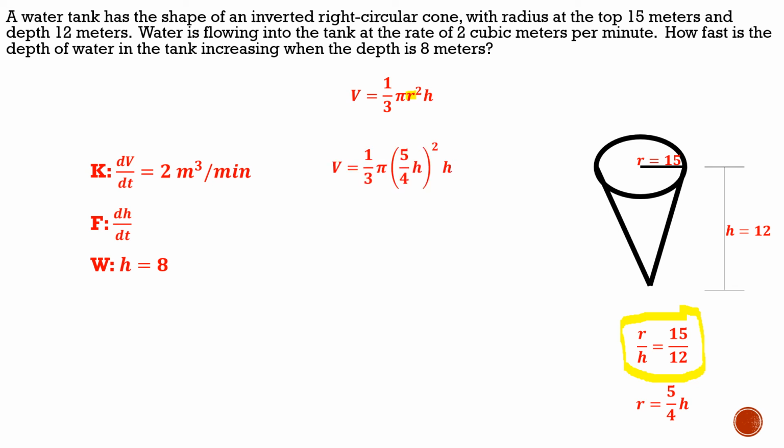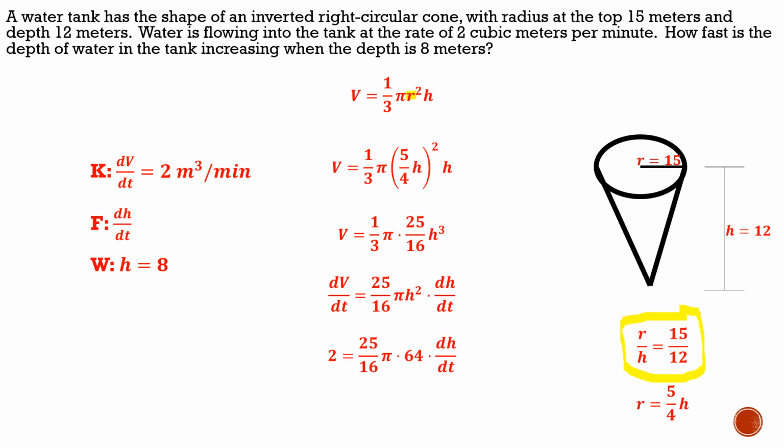Now taking that R and plugging it into my equation for volume, I get 1/3 pi (5/4 H) squared times H, and then simplifying that, I get 1/3 pi 25/16 H cubed. Now if I take the derivative of both sides, I get dV/dt equals 25/6 pi H squared dH/dt.